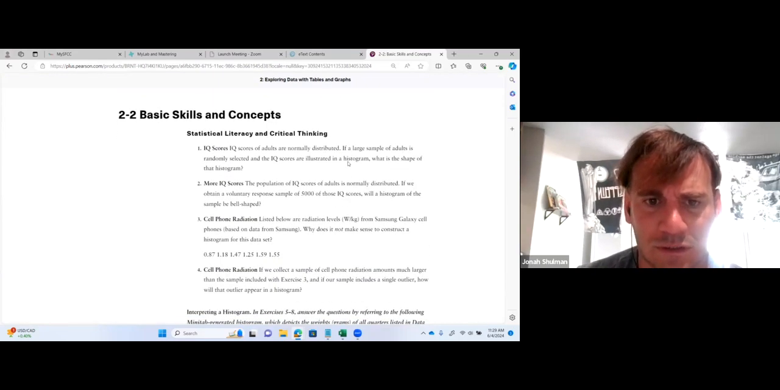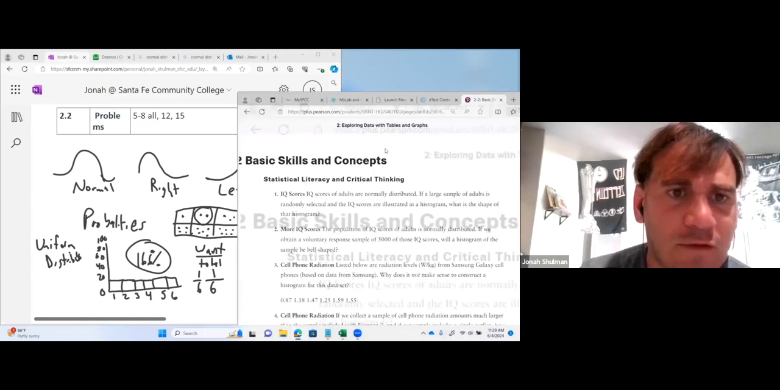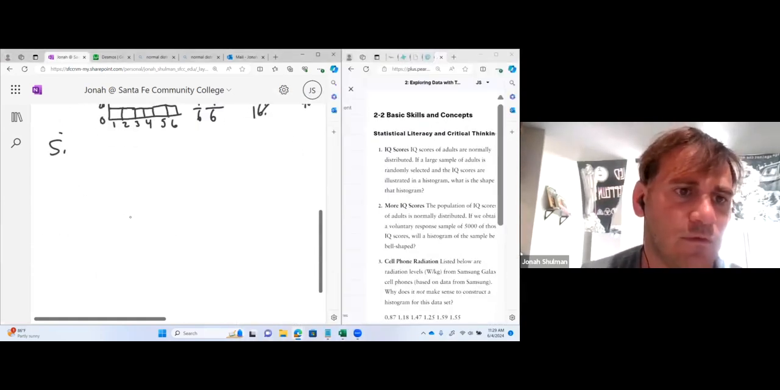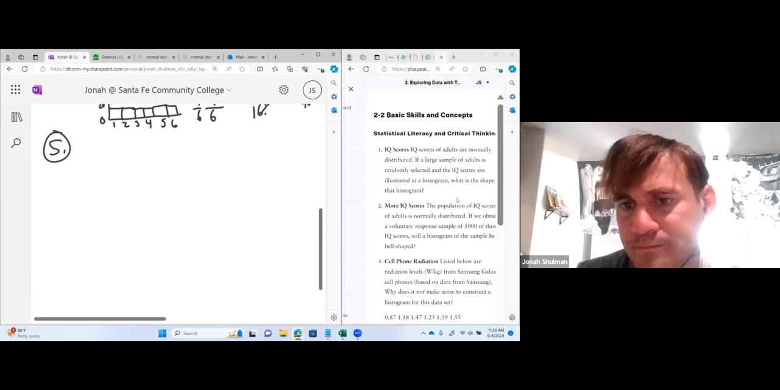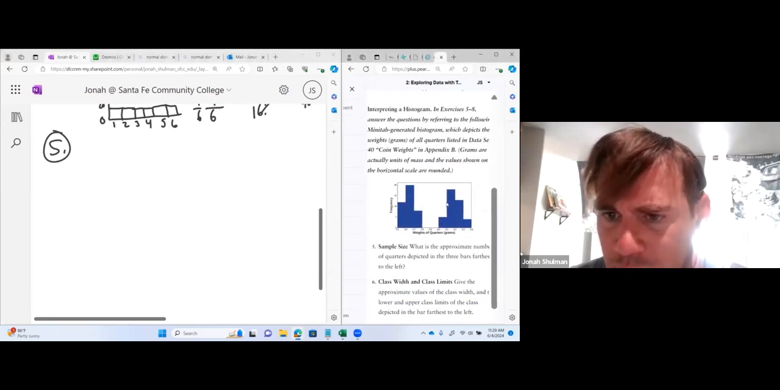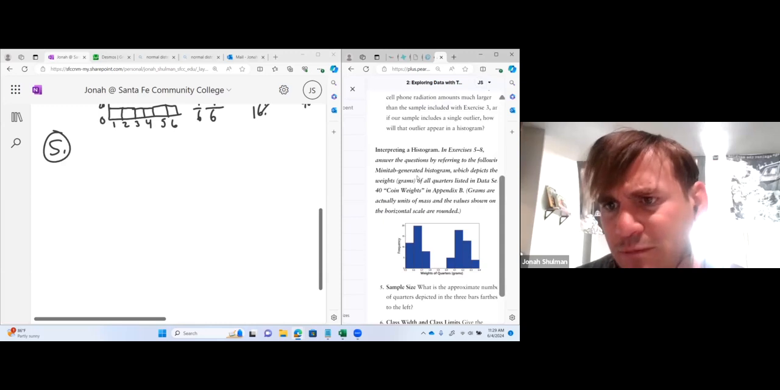Here are the questions, and let's see which ones we have to do. 5 through 8, 12, and 15. So here's number 5. Interpreting histograms. Answer the questions by referring to the following Minitab-generated histogram, which depicts the weights of all quarters listed in the data set.